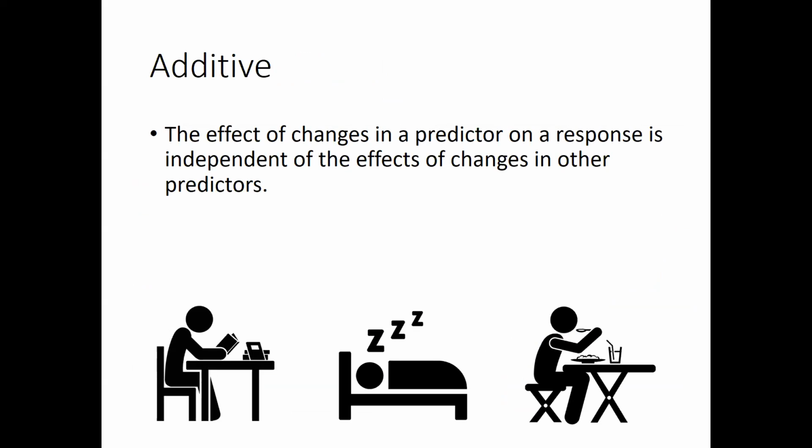So when we talk about outcomes, what we want to think about is whether or not the outcome is additive. What that means is that the change in an outcome is affected independently by other predictors, right? And that's an assumption we make.